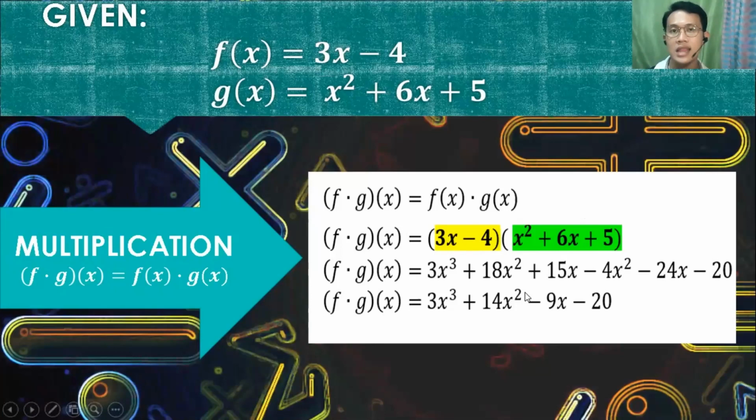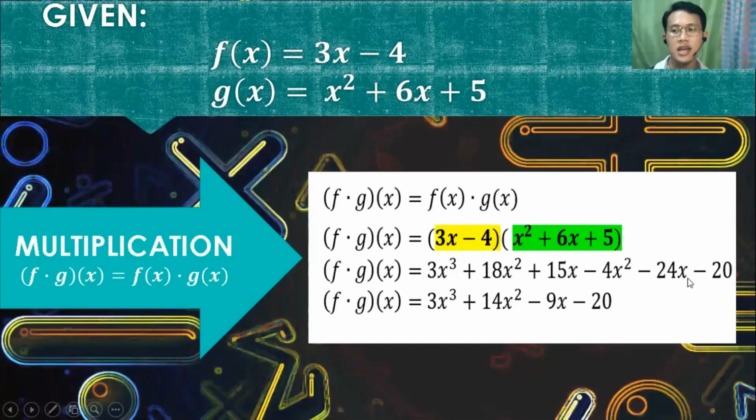Next, combine like terms and simplify. As you can see, we only have one x cubed here. So in decreasing order, bring down 3x cubed and then 18x squared, combine it with your negative 4x squared. So that will turn into positive 14x squared, because 18 minus 4 is 14, and then copy the x squared of our variable. And then we have 15x minus 24x. Operating that one, 15x minus 24x.